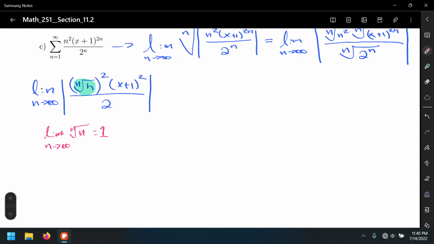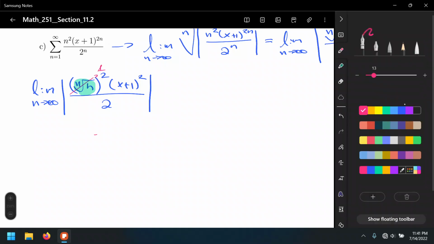Otherwise you would have to go with the limit of n to the 1 over n and then do L'Hopital's rule, like treating it like an ln problem. But no, you don't have to do all this. It's fine, just use these given limits. So this limit equals 1, and 1 squared is simply 1.